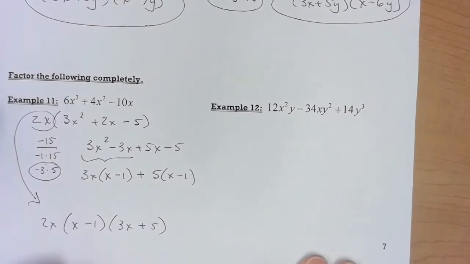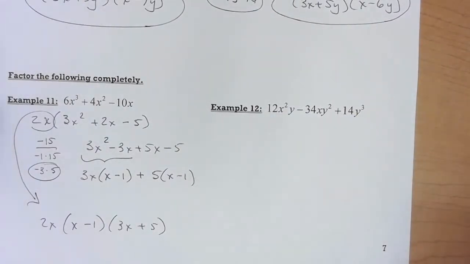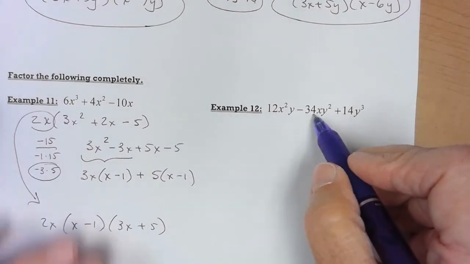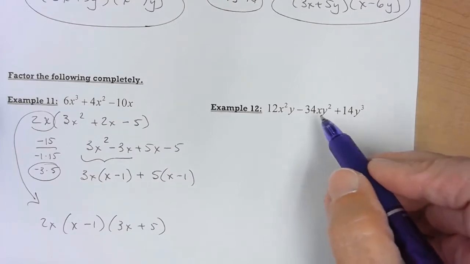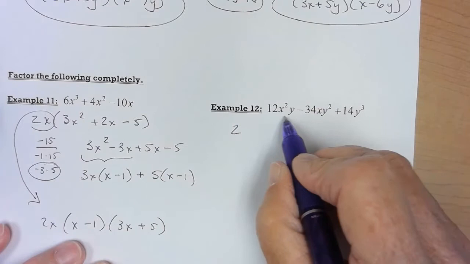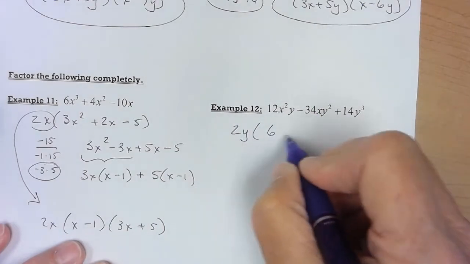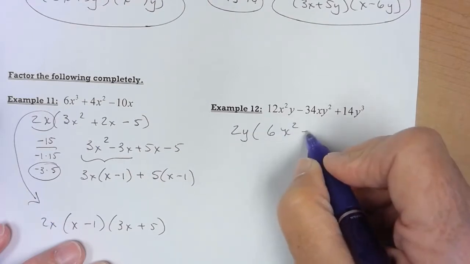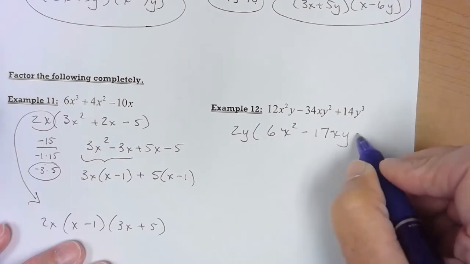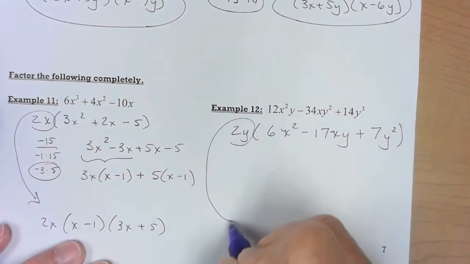Okay. Next group, 12, 34, 14. They're all an even number, so I know a 2 will go. And 2 into 34 would be 17. 17 is what's considered prime, so there's no other factors I could use. So I know a 2 and a y. So 6x squared minus 17xy plus 7y squared. Let me lasso.